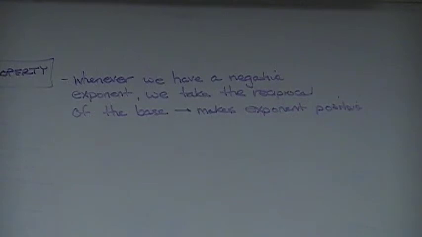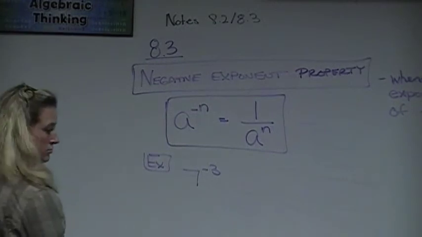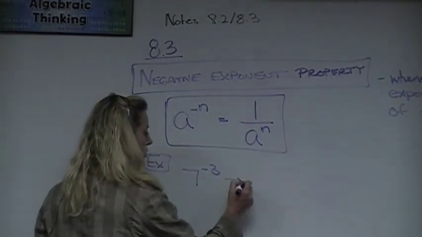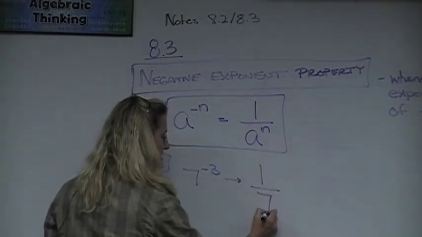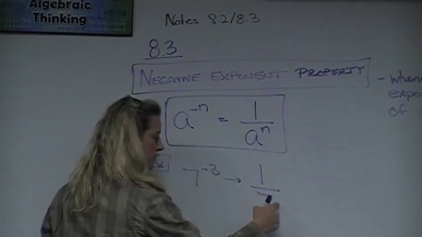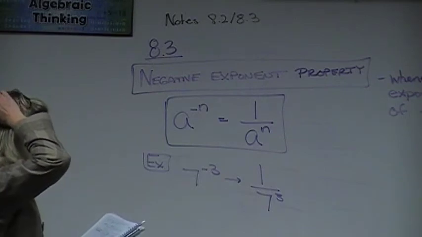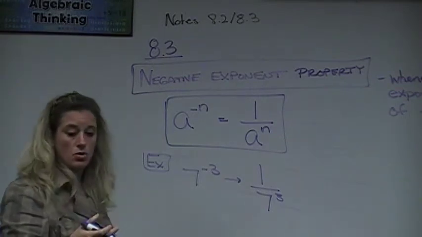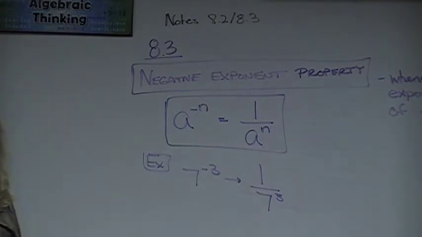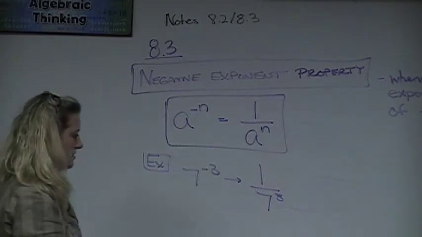All right, how about this? Here's our example. 7 to the negative third, class. Is that acceptable, the way it's written? No. So what is the reciprocal of 7? 1 over 7, and then what does that make the negative 3 become? Positive. A positive 3, exactly. Now, in terms of simplifying it, it depends on whether they want you to keep it as an exponent or simplify it. In this case, let's just go ahead and simplify it.